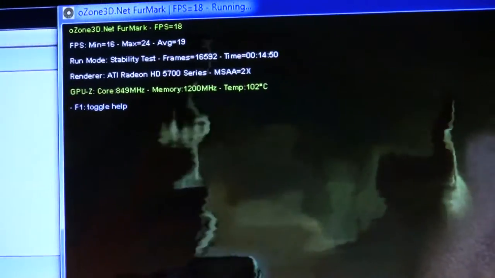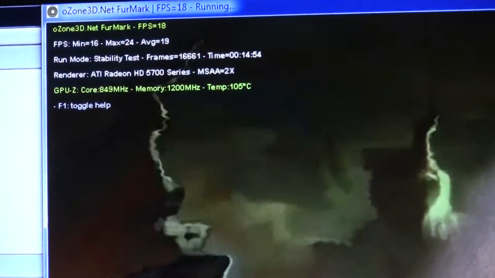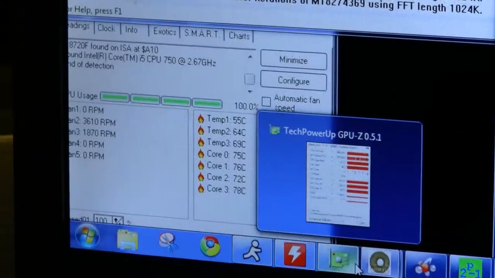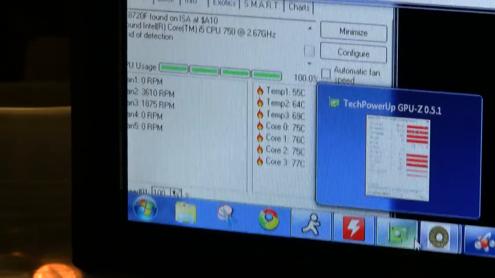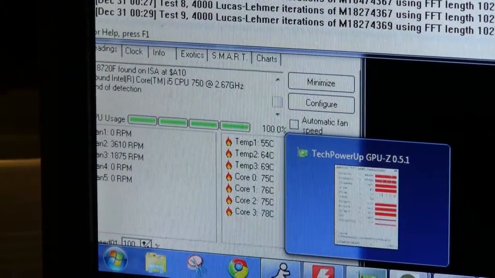Right now the memory temperatures are extremely high. They're at around 100 degrees C, and that's mostly because there's no ventilation on the top of the card right now, but we'll be doing something about that. Prime95 has been running fine, and the CPU temperatures have plateaued around 75, 77 degrees C. The whole temperature is 69, I think.